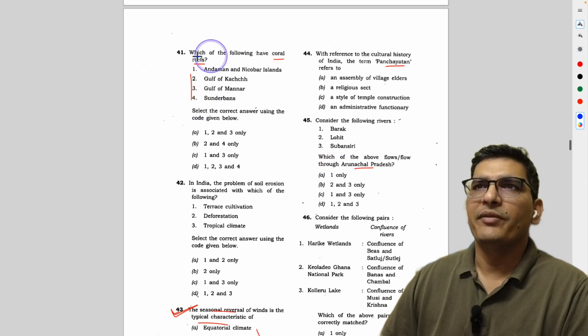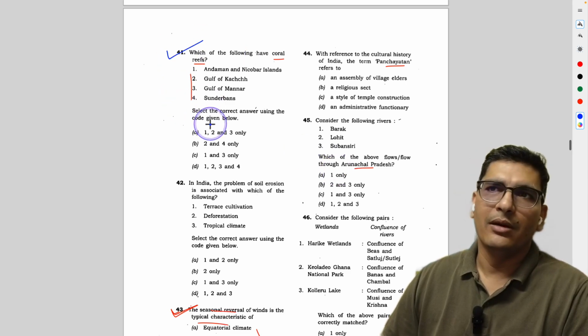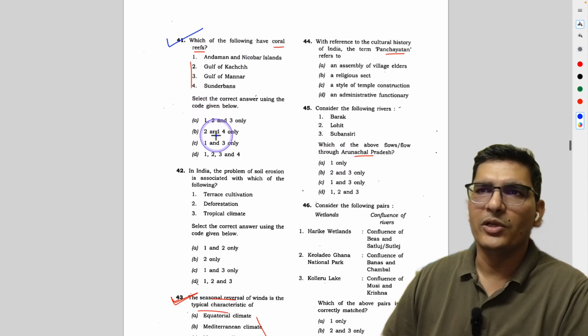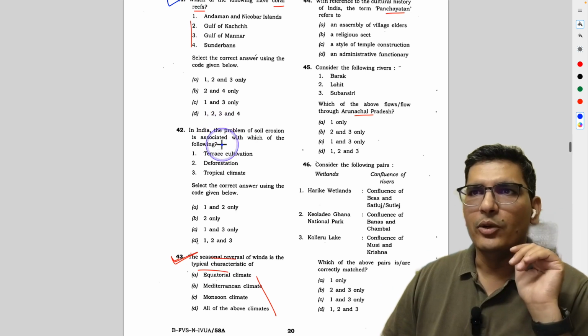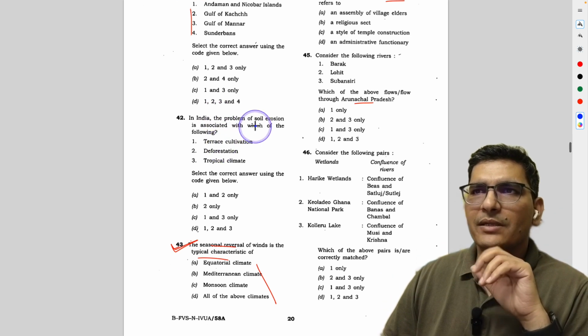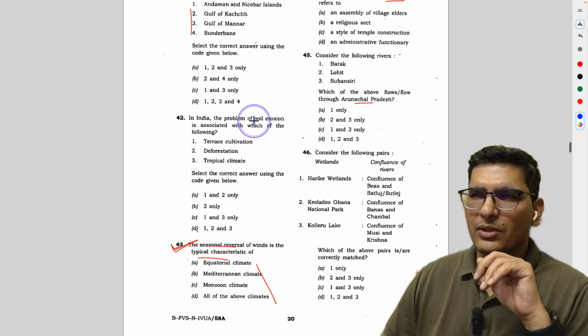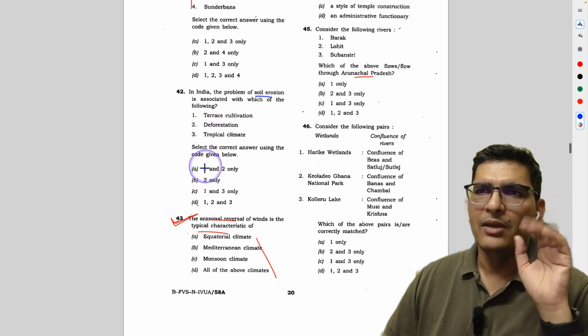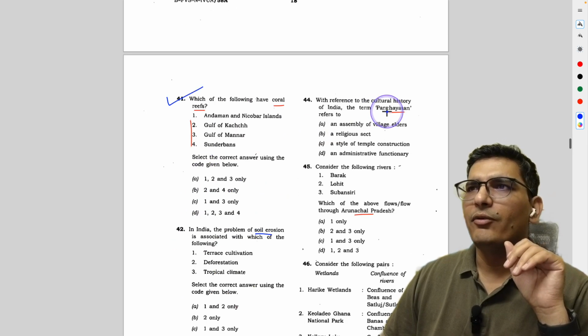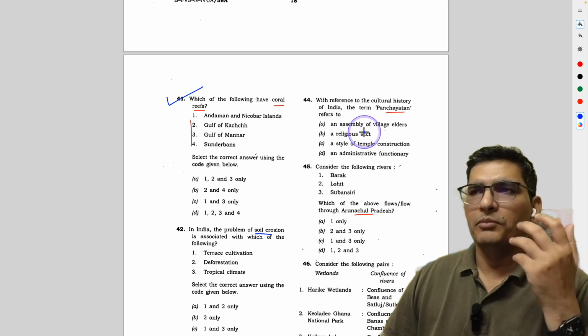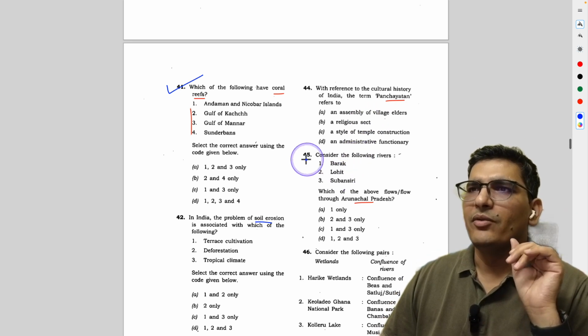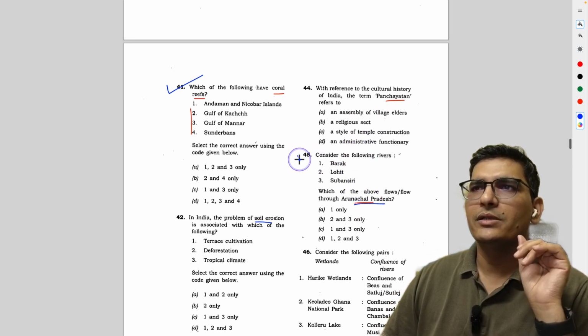Okay, 41st question, surely a second round question, right? Very bookish, like NCERT level. Do it in the second round. 42nd, it says soil erosion is associated with. Okay, these kind of questions can be a little bit tricky. We'll do it later. 44th, Panchayatan. Okay, let's just keep it for the next round. 45th, okay, Arunachal. Surely a second round question.